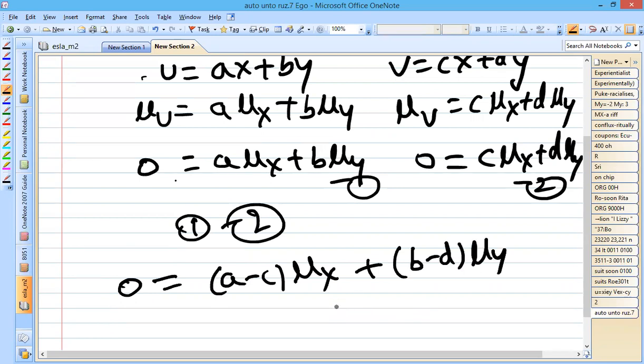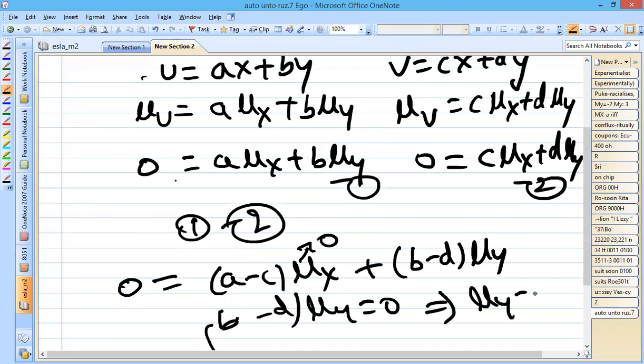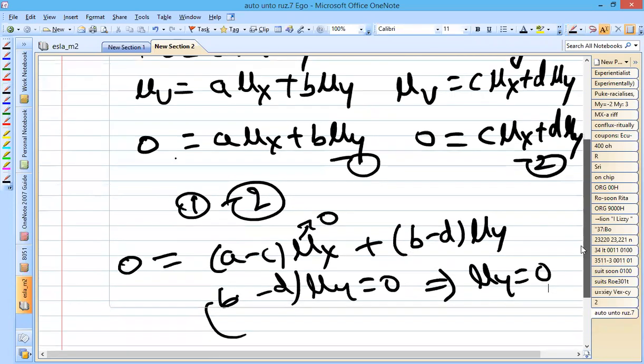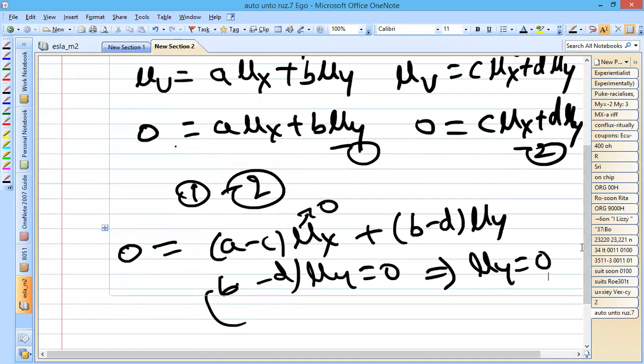So suppose any one of the means of the random variables is 0. Suppose you make this mu x 0. So what you get is b minus d into mu y is equal to 0, which implies obviously that mu y is equal to 0. And vice versa, you can also do this. Suppose you put mu y equal to 0 in this equation, then it represents mu x is equal to 0. So this represents the uncorrelated random variables x and y, for which mu x and mu y will be 0.